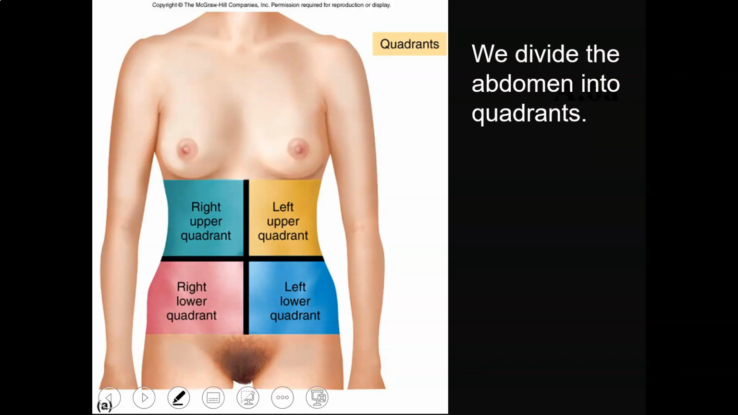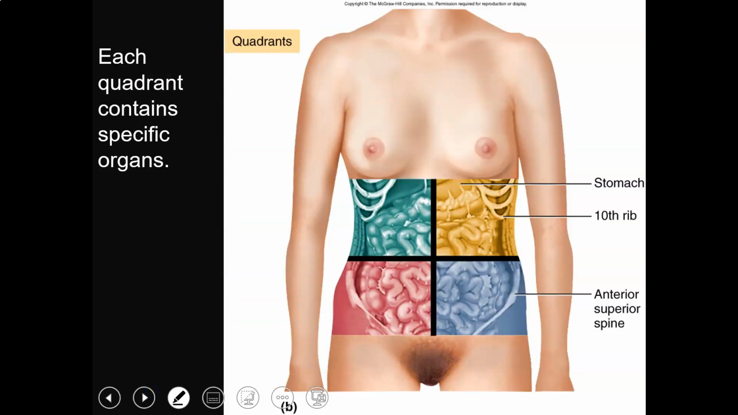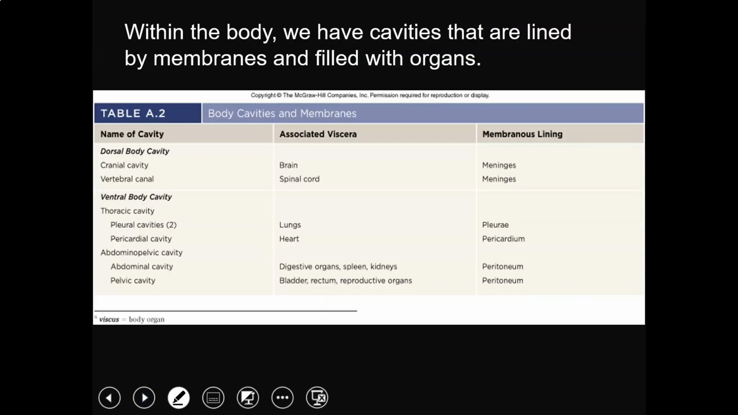The abdomen is divided into quadrants. This helps us limit things that could be causing pain. So you go in and you have this left upper quadrant pain. Well, that's where the stomach is. Right lower quadrant. Well, that's where the appendix is. So we can kind of limit things based on those regions.